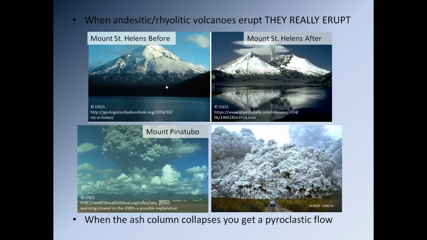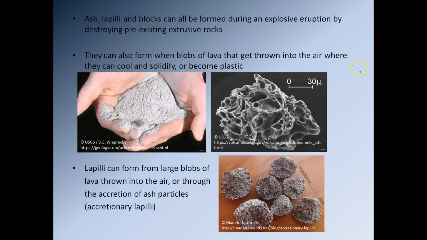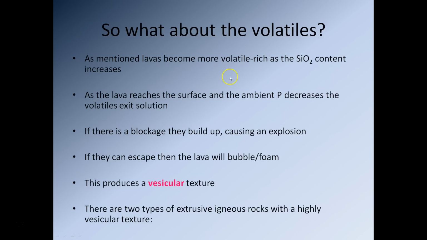Helens, and that landslide caused the pressure to decrease, the pressure that the lava was being exposed to. All of a sudden, the dissolved gas came out of solution rapidly, and the sudden increase in volume caused an explosion that took out about 1/4 of the volcano. So these volatiles are extremely important in terms of the style of eruption we get.